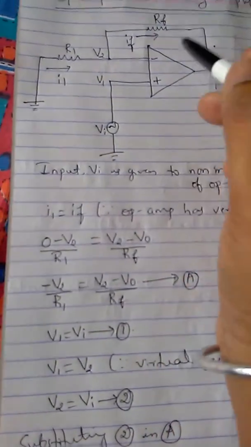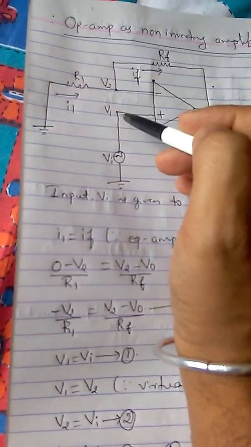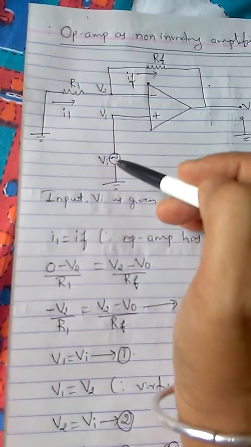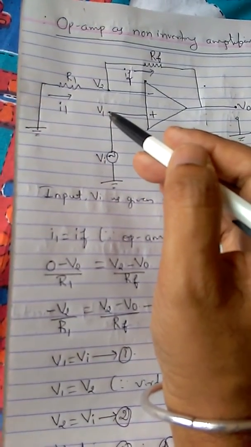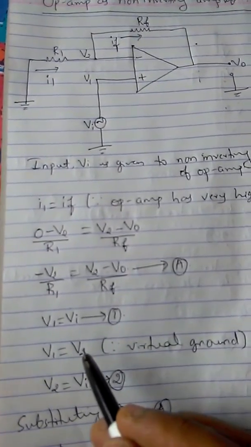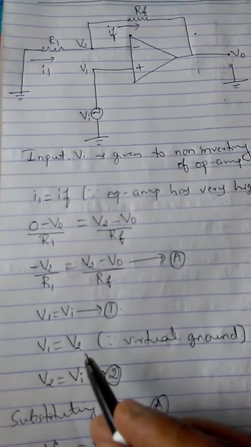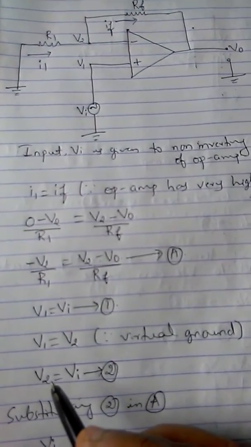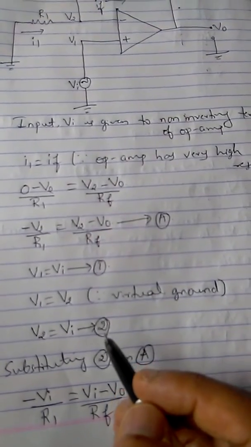So next is we have two terminals here, V1 and V2. So at V1 I can write Vi, means I can expect Vi at terminal V1. Okay. Same thing I have written here. And V1 equal to V2. V1 equal to V2 is the virtual ground concept. So I can write V2 equal to Vi. I am calling it as equation number 2.